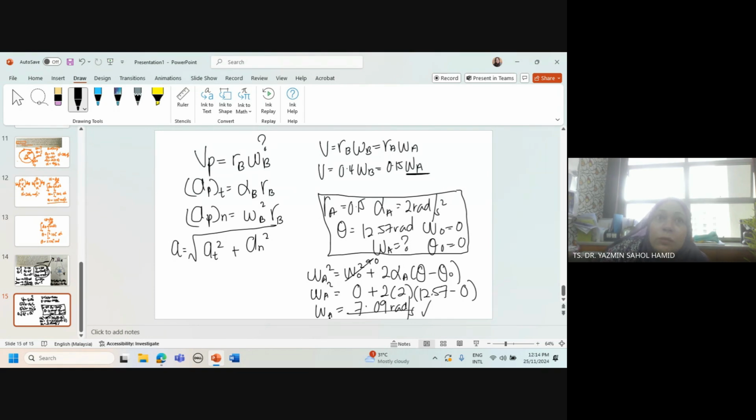So bila kita dapat WA, kita boleh dapatkan WB. So tolong cari WB berapa? So berapa WB? So kita masukkan dalam formula tu. So 0.15 kali tu kali answer tadi bagi dengan 0.4. So kita dapat WB sama dengan sama tak? 2.659 radian per second. Dapat sama tak? So you boleh masukkan dalam formula ni untuk dapatkan velocity dekat point P. Sebab dia dekat blower B kan.